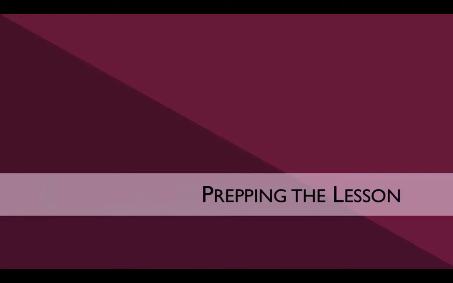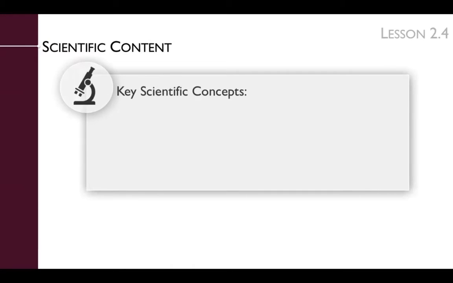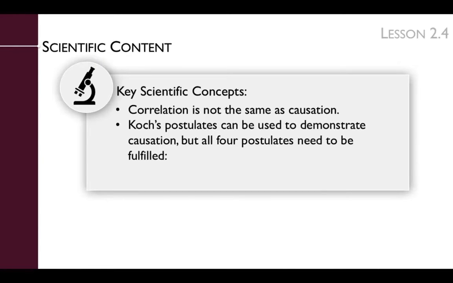To prepare for this lesson, you'll need to review the following key scientific concepts. Correlation is not the same as causation, and Koch's postulates can be used to demonstrate causation, but all four postulates need to be fulfilled: association, isolation, causation, and re-isolation.